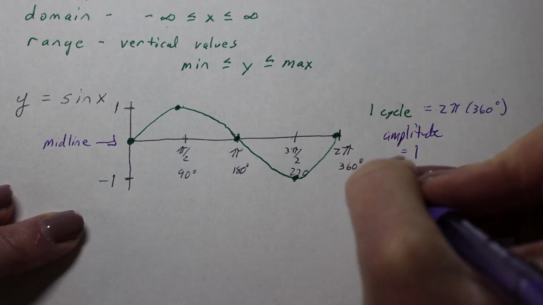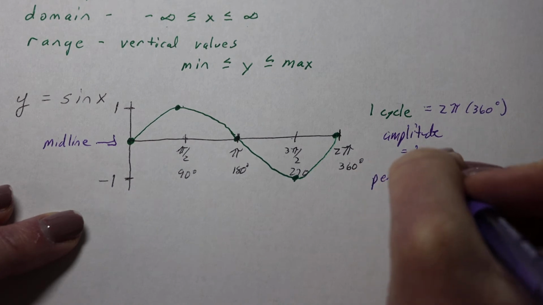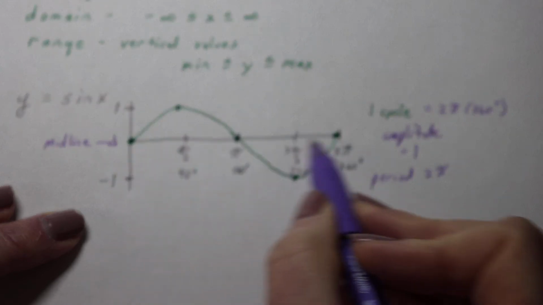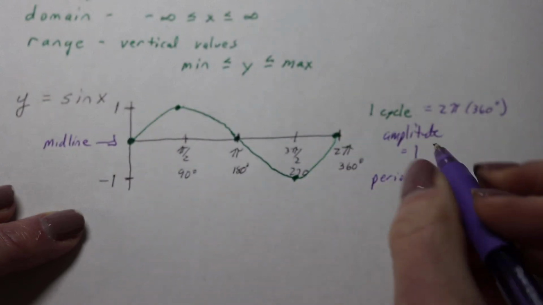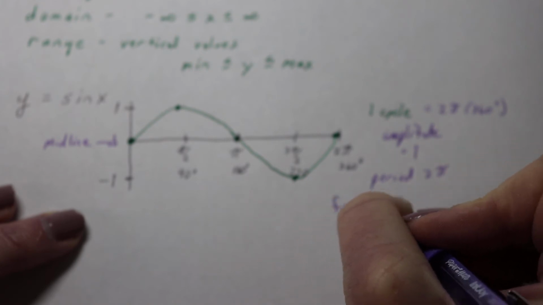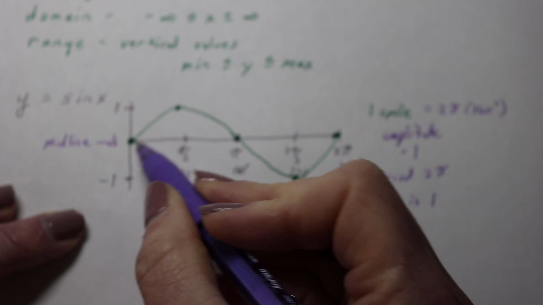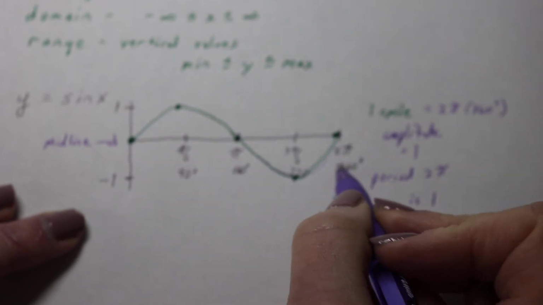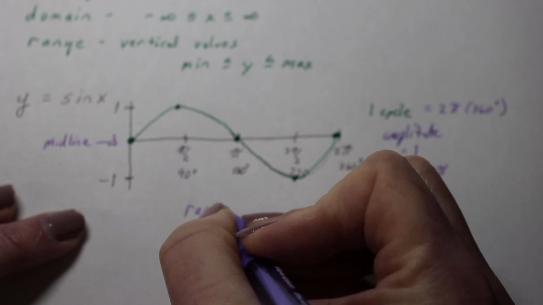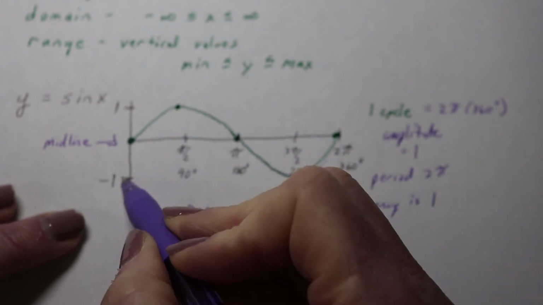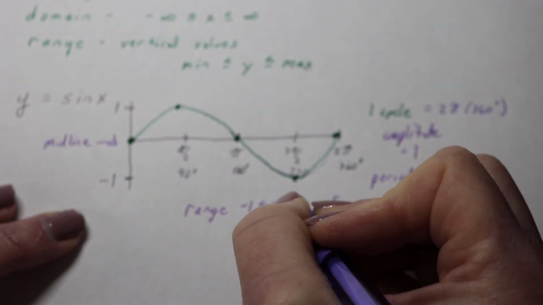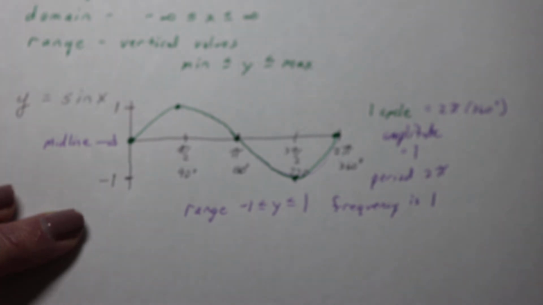Its period is 2 pi. That's its horizontal length for 1 cycle. Its frequency is 1 because it makes this cycle once within 2 pi. And the range, it has a low at -1, and it has a high or a maximum at +1.